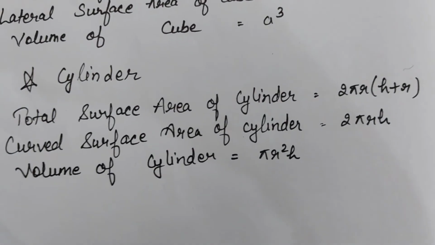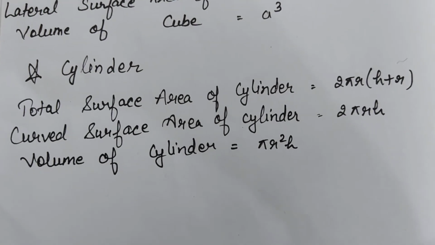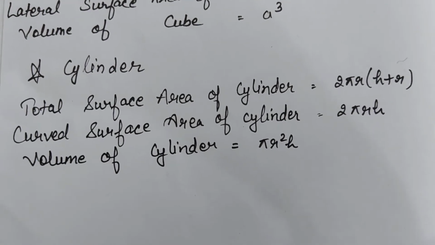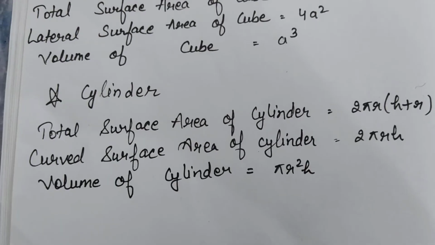Now the turn is cylinder. Total surface area of cylinder is equal to 2 pi r bracket h plus r. Curved surface area of cylinder is equal to 2 pi r h. Volume of cylinder is equal to pi r square h.